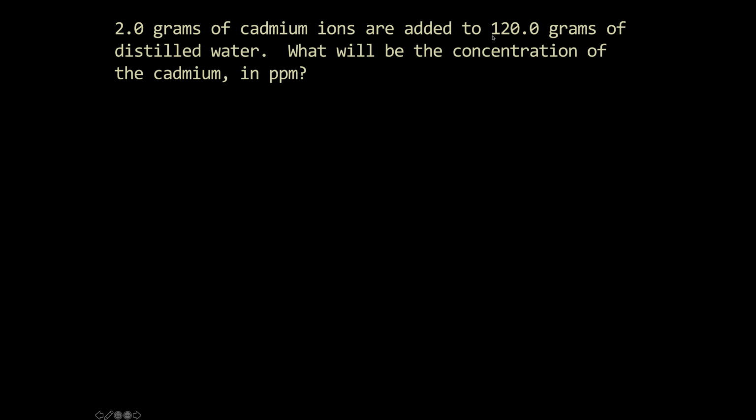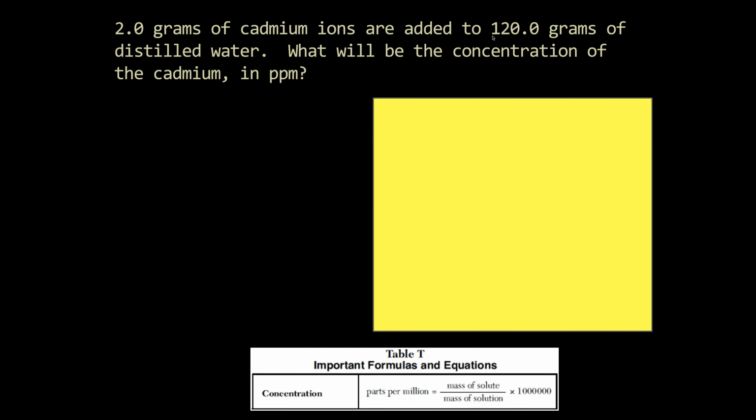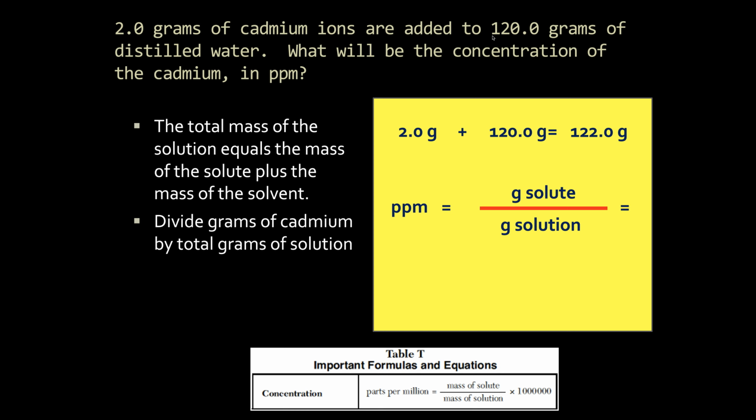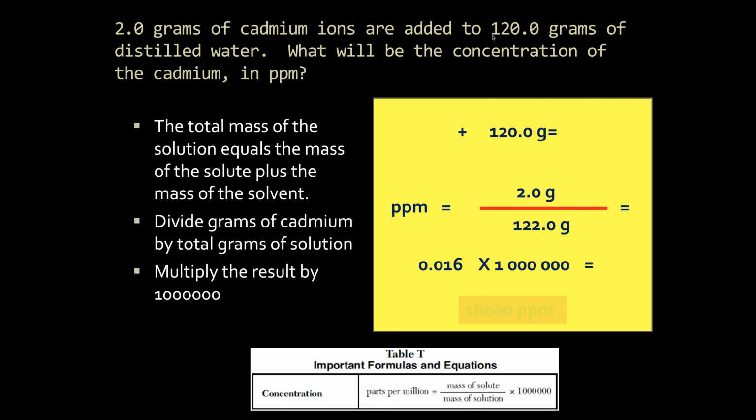So you've got to be careful with the way this is worded, because even though the mass of the solute is 2 grams, the mass of the whole solution would include both the solute and the solvent, which means the number that will go on the bottom is 122.0. So we're going to take those 2 grams of solute and divide it by the total mass of our solution and then multiply that by 1,000,000, and that will give us, that's a pretty big number, that will give us our parts per million.